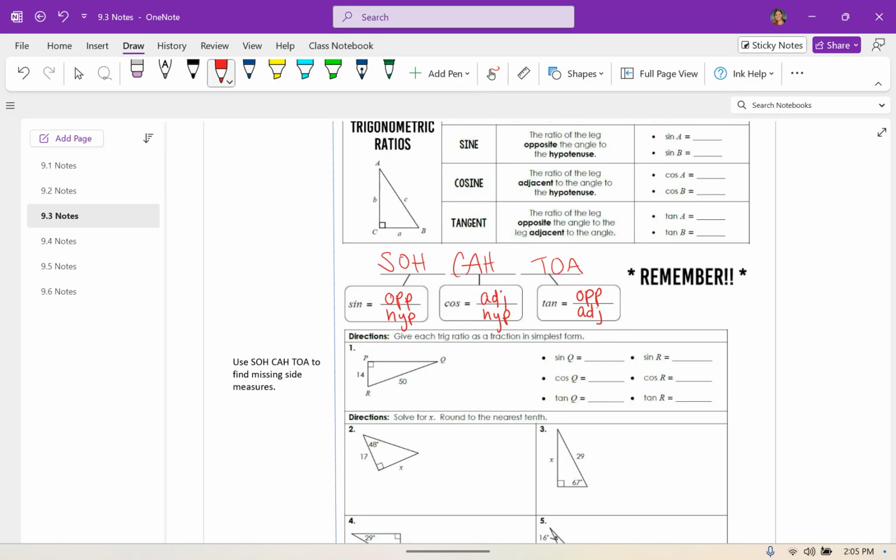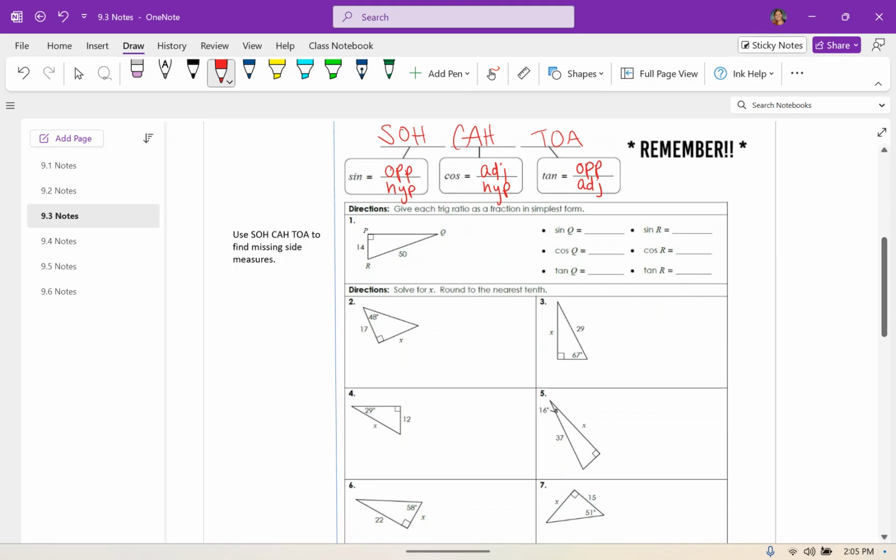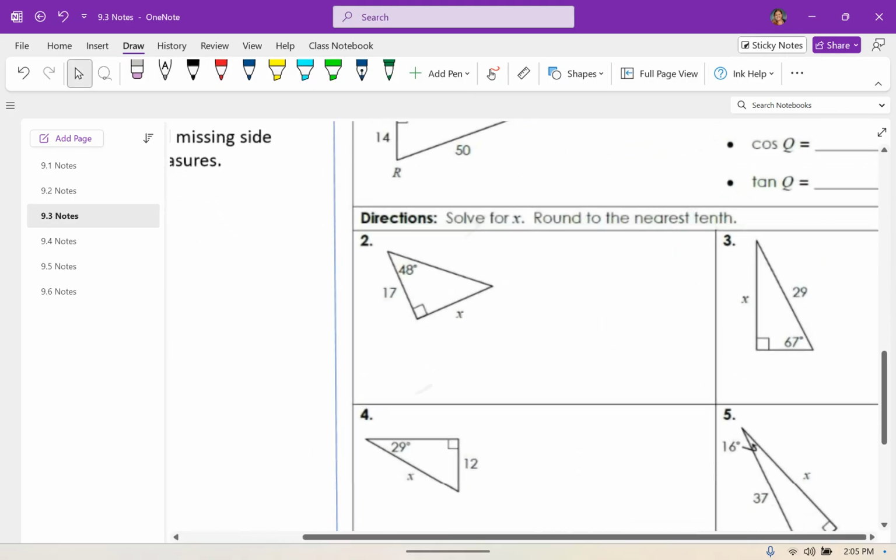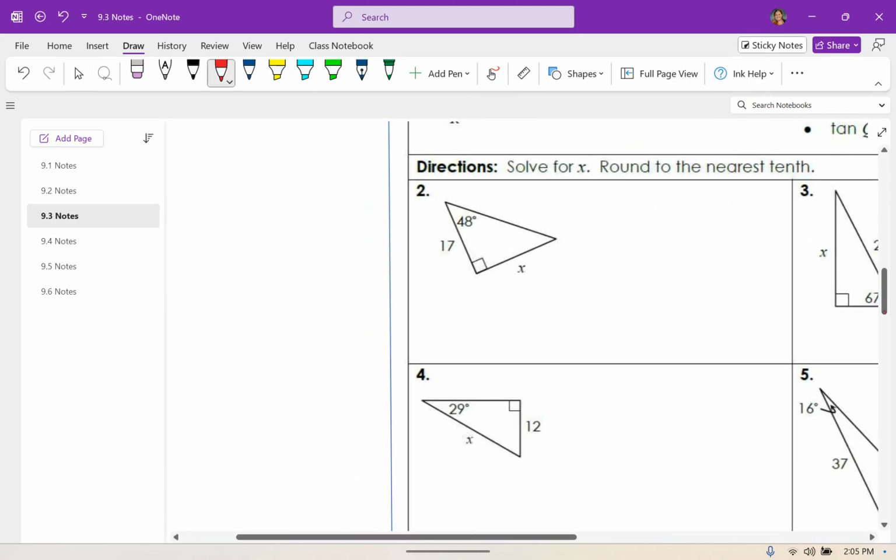I want to do a couple problems in 2 on first to get you used to looking at these right triangles and trying to figure out what's opposite, what's adjacent, etc. I'm going to write SOHCAHTOA on the side here.